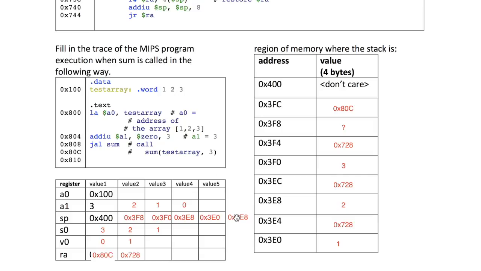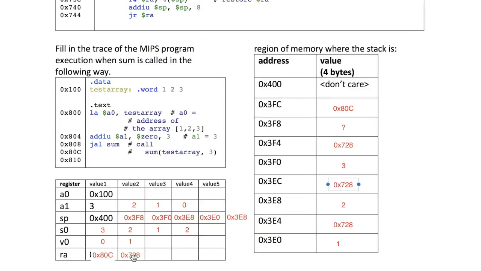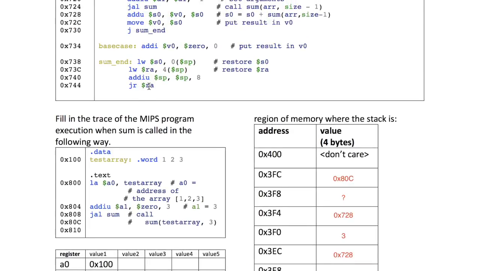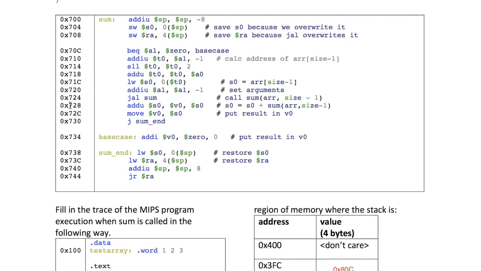So now we load whatever's at the stack pointer into S0, and we load whatever's at plus 4 into RA. So it's still the same value. Now we're adding 8 to the stack pointer. And now we're jumping to the RA value. So it's 728. So we jump here.